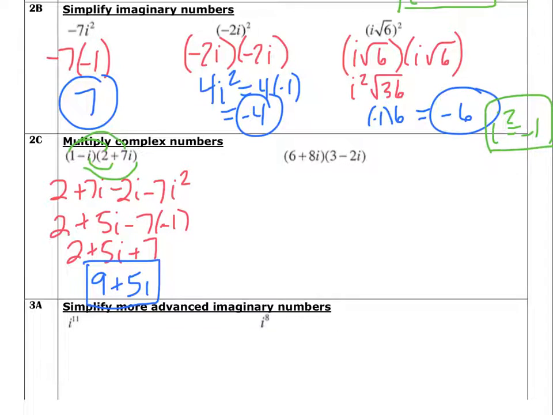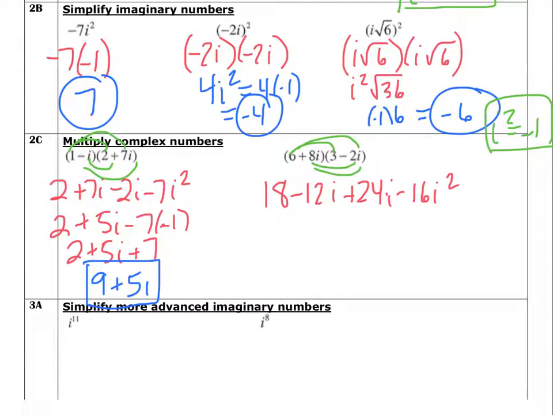The next one works the same way, so let's get the distribution set up and rewrite the problem. 6 times 3 is going to be 18. 6 times a negative 2i is negative 12i. 8i times a positive 3 is plus 24i. And a positive 8i times a negative 2i is going to be negative 16i squared.